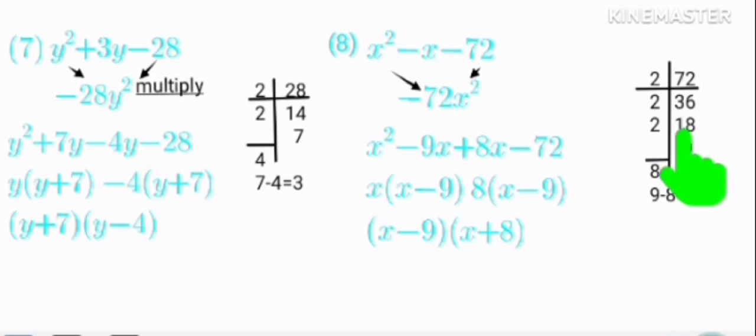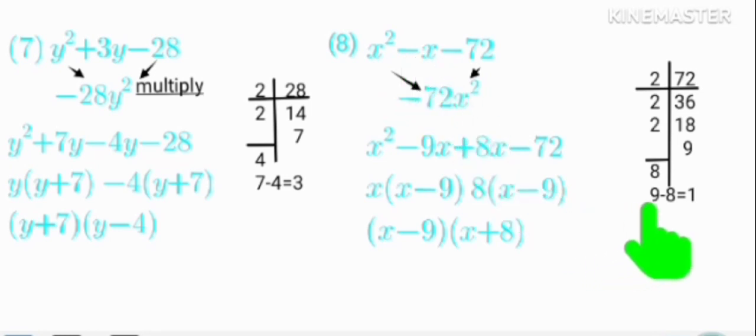2. 18 divided by 2 will give you 9. 2 times 2 is 4. 4 times 2 is what? 8. If you add 9 plus 8 it will give you 17, but if you say 9 minus 8 it will give you 1, which is exactly what we want, only that now we have to rearrange the sign.